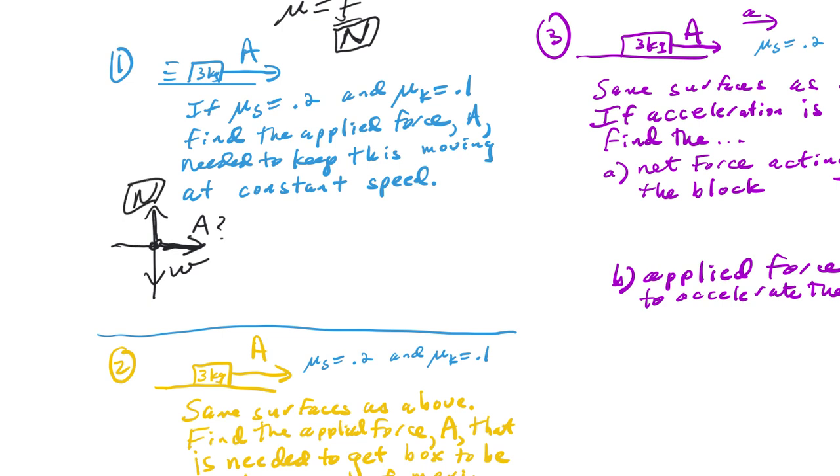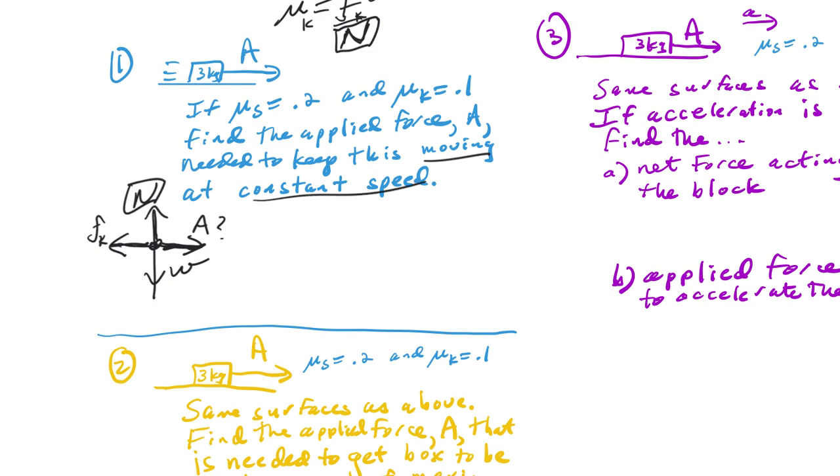Okay, there's coefficients of friction, so there has to be friction. Now, since it's moving, this would be kinetic friction. If it wasn't moving, it'd be static friction. So I'm going to put a little subscript K on the F and the mu. Okay, so this is kinetic friction because it's moving.